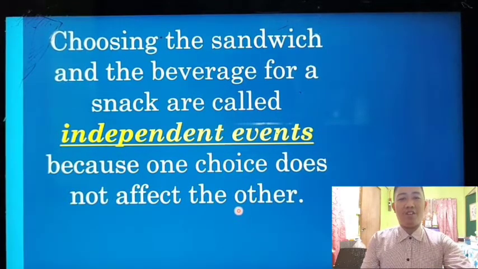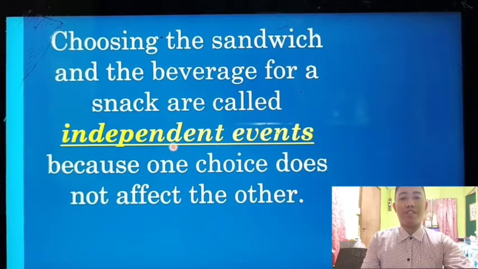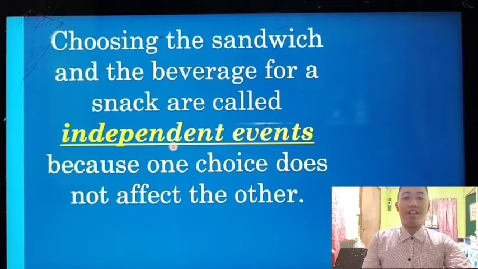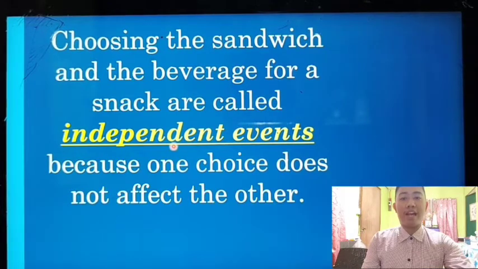So now you know how to define independent events. Sometimes in problems using the fundamental counting principle, we are using dependent events.